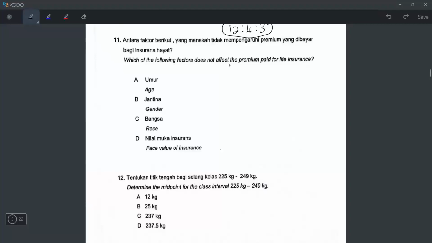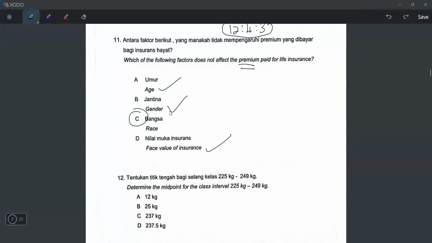Number 11. Which of the following factors does not affect the premium? Premium is the money we pay the insurance company. So which of the following factors does not affect the premium paid for life insurance? Age, yes, it will affect. Gender, yes. Race, no. Race doesn't affect. Face value, yes.